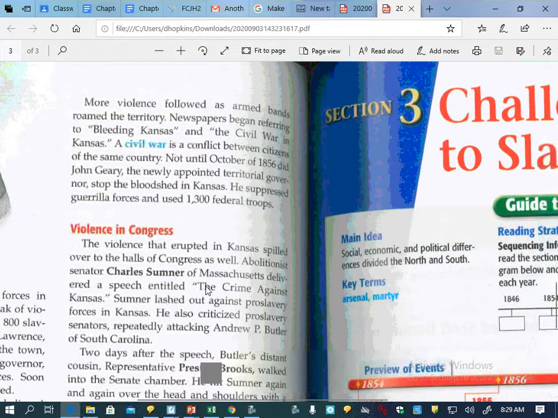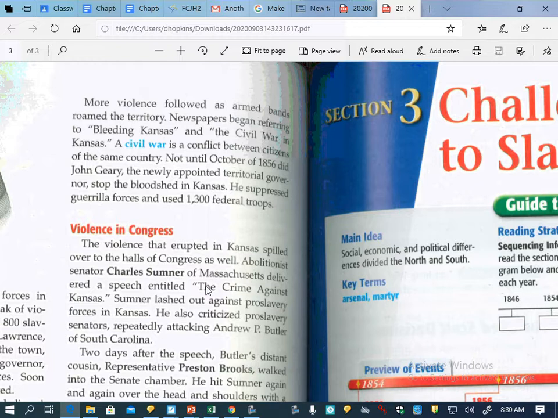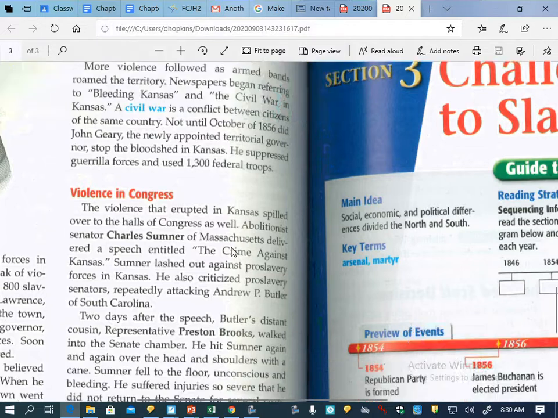More violence followed as armed bands roamed the territory. Newspapers began referring to Bleeding Kansas and the Civil War in Kansas. A civil war is a conflict between citizens of the same country, or state in this case. Not until October of 1856 did John Geary, a newly appointed territorial governor, stop the bloodshed in Kansas. He suppressed guerrilla forces and used 1,300 federal troops.